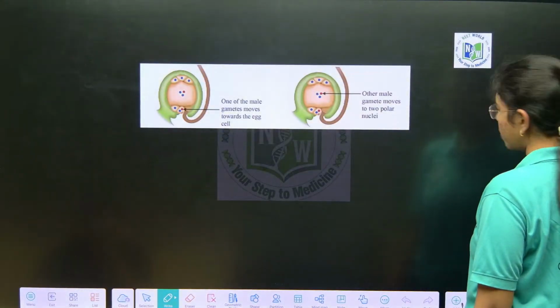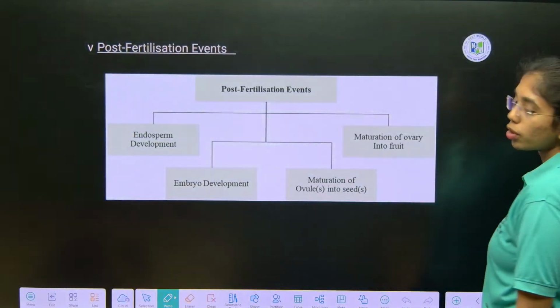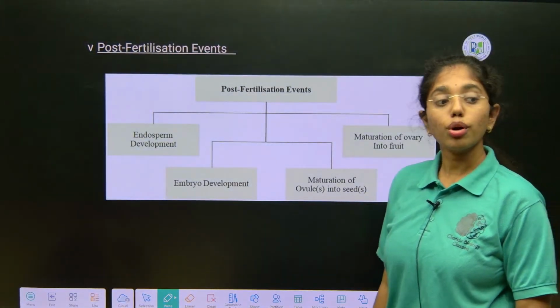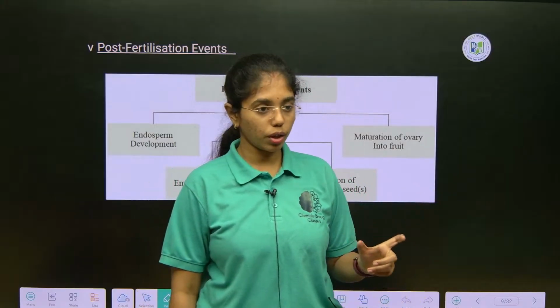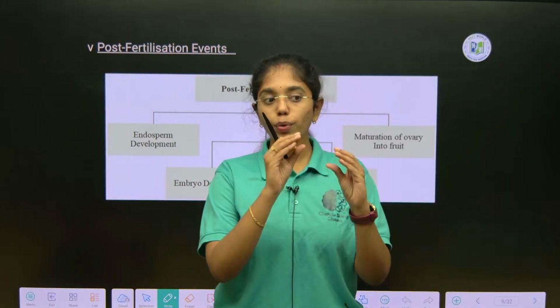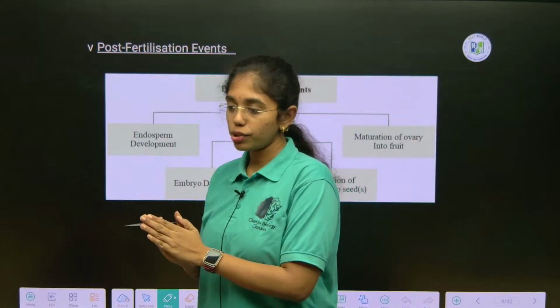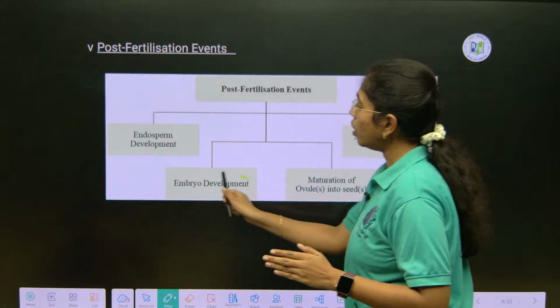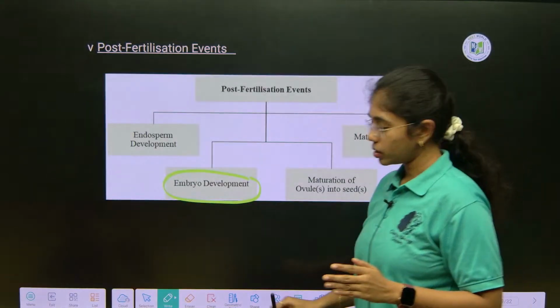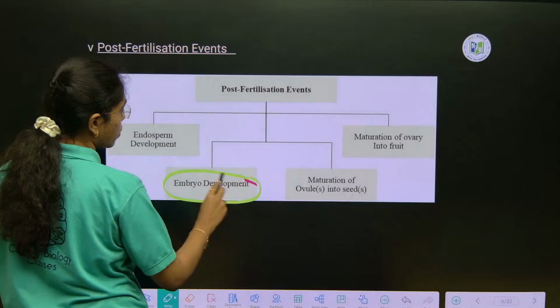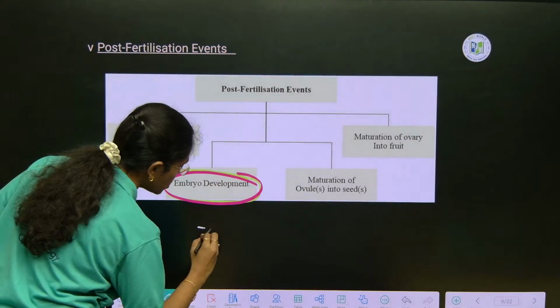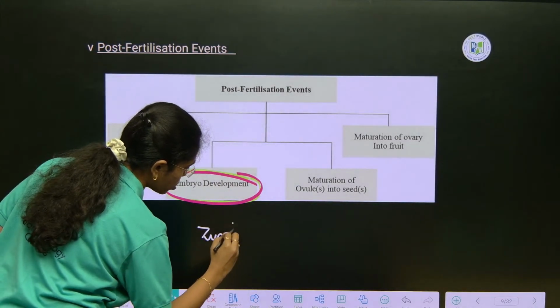Next, we will move on to post fertilization events. Immediately when the zygote and primary endospermic nucleus are formed, the zygote will undergo sequential mitotic divisions, which will help in the formation of the embryo. Zygote develops to what? Embryo. Zygote develops to embryo by undergoing sequential mitotic divisions.